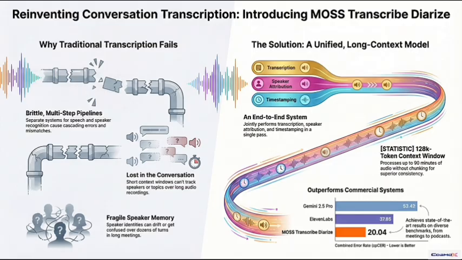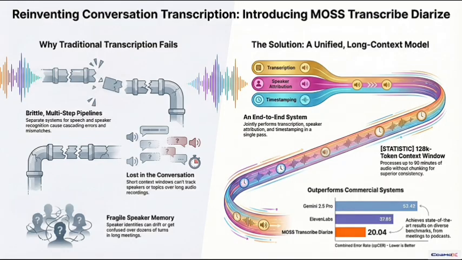Okay, so if those brittle modular systems are the problem, how does MOSS actually get around these long-range context failures? The core innovation is that it's unified. MOSS does everything: word recognition, speaker attribution, timestamp prediction, all in one single forward pass. So it gets rid of those brittle handoffs completely. It does. And the key to making it work for long audio is a massive 128K token context window. A 128K context window is huge, so that means it can process something like 90 minutes of audio without ever chopping it up. No chunking whatsoever.